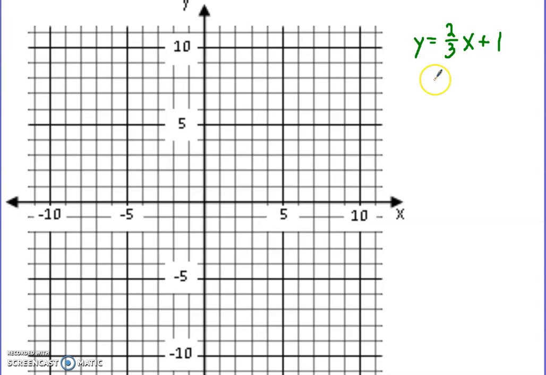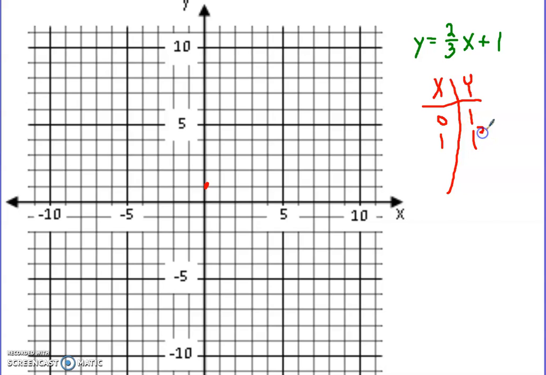Let's look at another example. Whenever you have a fraction, some students start panicking as soon as they see it, and they end up with fractions. I almost always want to plug in 0, by the way. So plug in 0. 0 times 2/3 is 0, 0 plus 1 is 1. So (0, 1). 0 is always a nice number to plug in. If I plug in 1, 1 times 2/3 is 2/3, and then 2/3 plus 1 is 1 and 2/3.